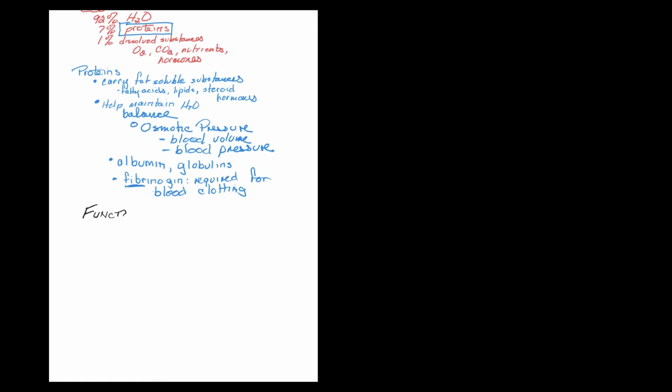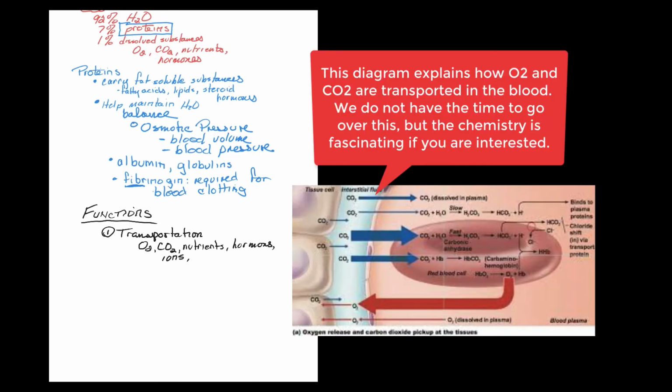Okay, so now we're going to take a few minutes and just go over the functions of blood. So the biggest one, and the one that everybody knows, is transportation: CO2, O2, nutrients, hormones. That image out to the right shows the difference between oxygen and carbon dioxide transportation, and we don't have time to go through it, but it's pretty cool stuff.